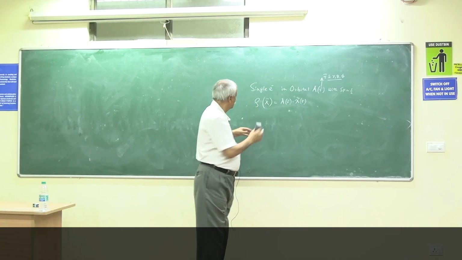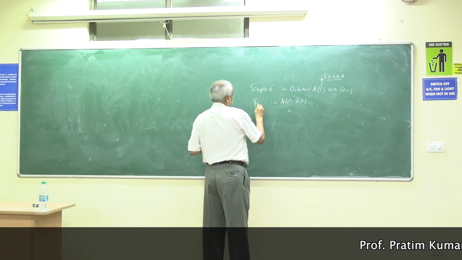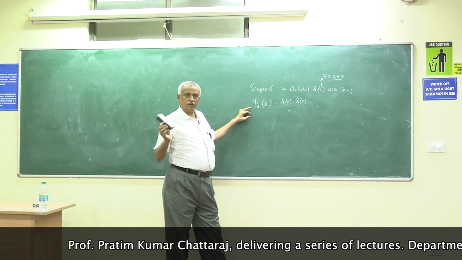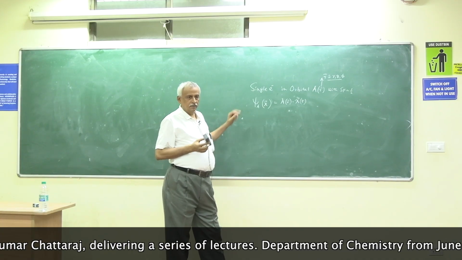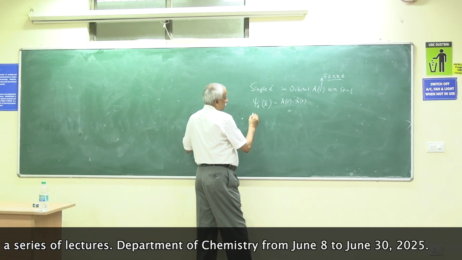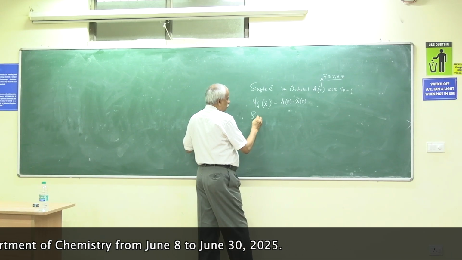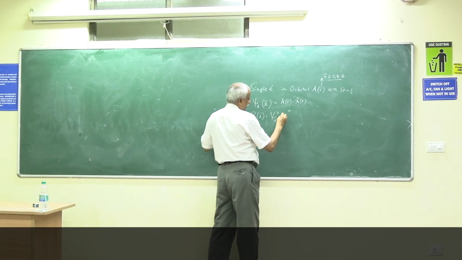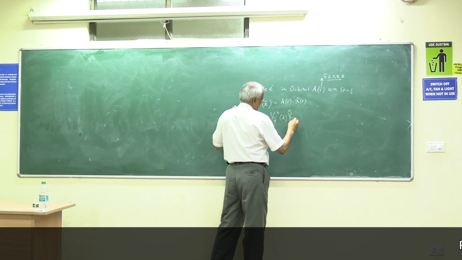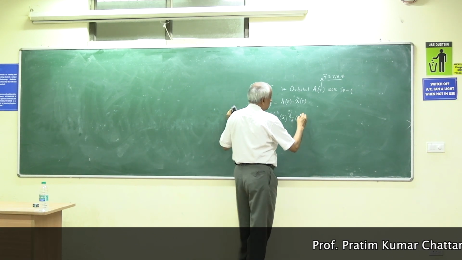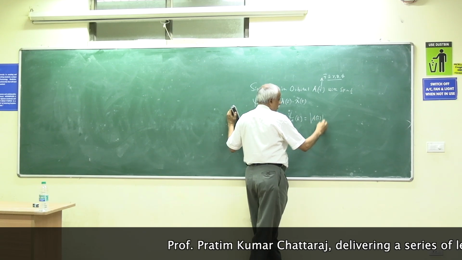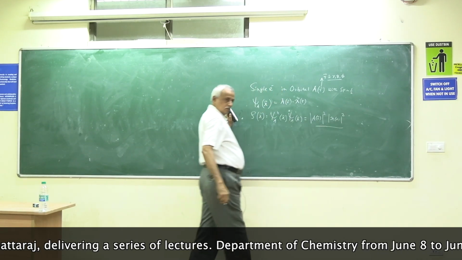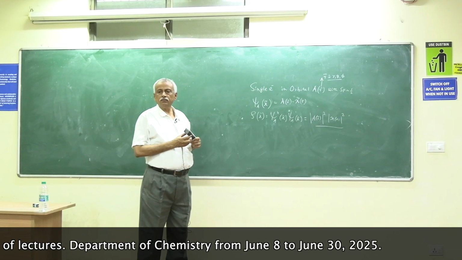Sorry, this is not rho x. This is psi a x. This is your spin orbital. We have already learned this, isn't it? Now, what is the corresponding probability density? Probability density, rho x, would be psi a star x times psi a x. That means it is the mod square of the orbital, times the mod square of chi sigma. That is your probability density.